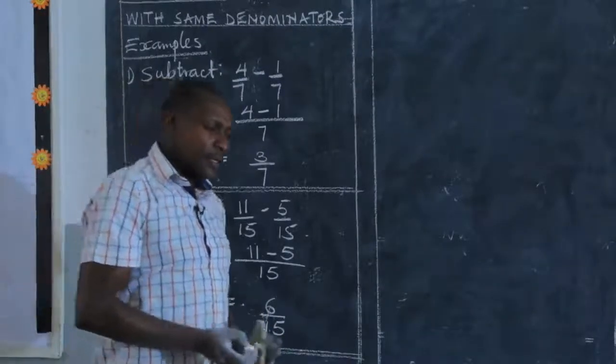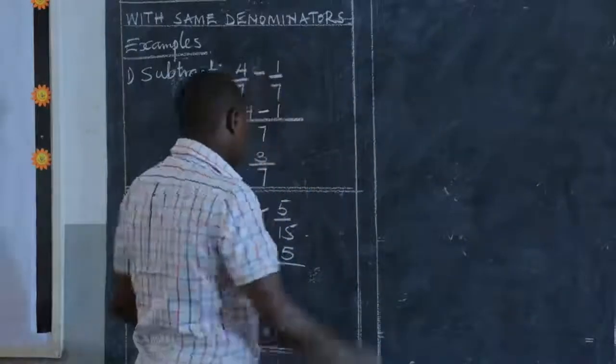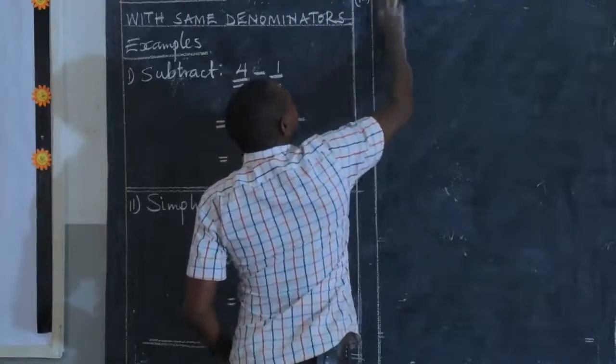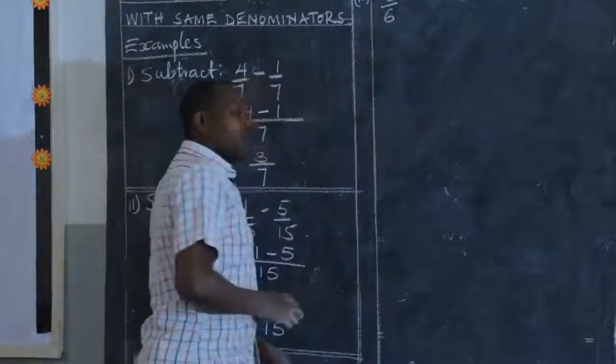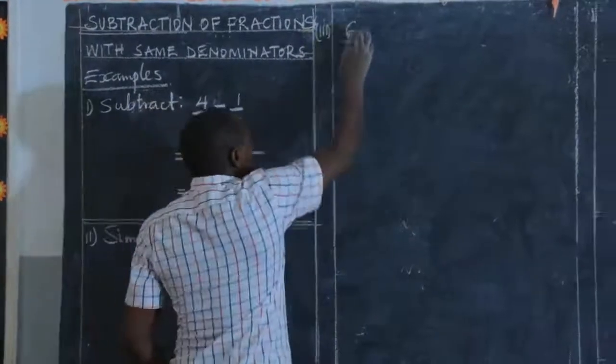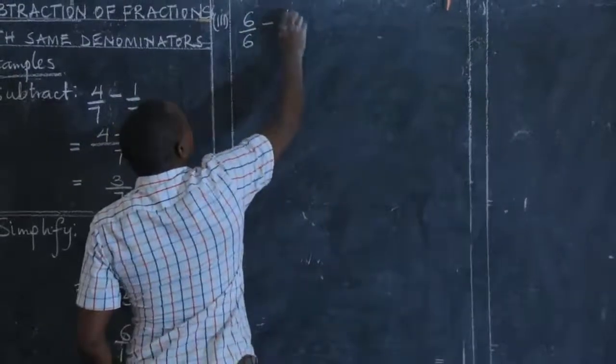Now, let's look at something special here as our third example. We have 6 out of 6, or a whole of this kind. By the way, this one gives us a whole, okay? And we are taking away this one.